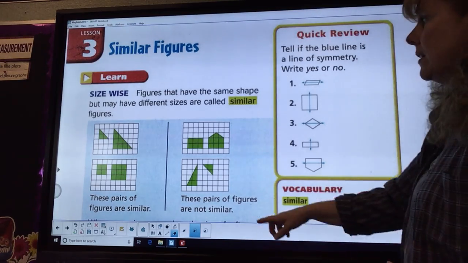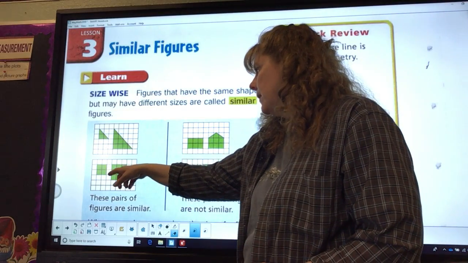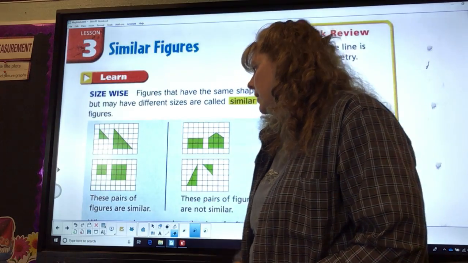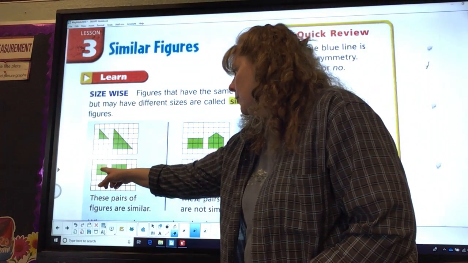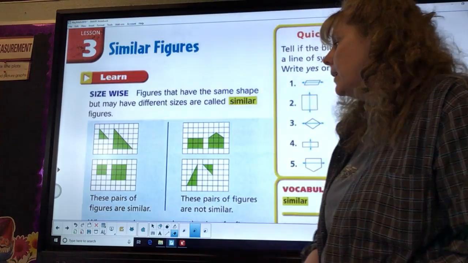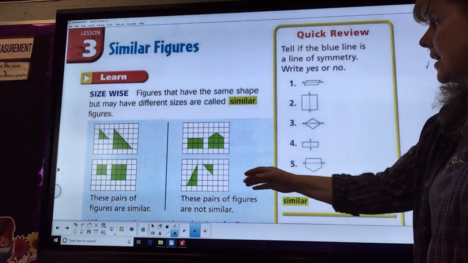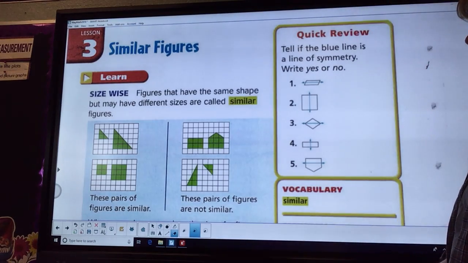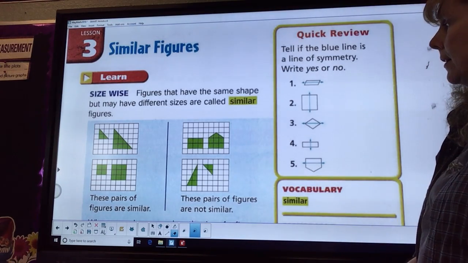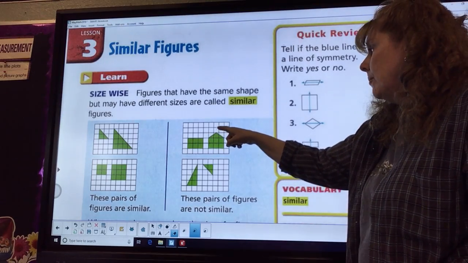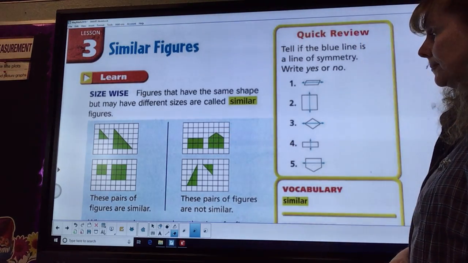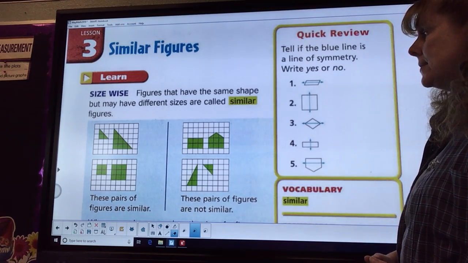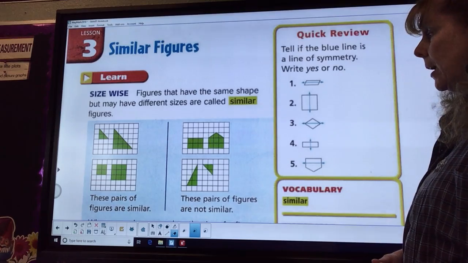Now in this section right here, they show you some examples of what similar figures are. We've got two triangles. One's just a little smaller than the other one. And the same with right here, we have a square that's smaller than this square. On this side of the line, however, these are pairs of figures that are not similar. They're not the same shape. This one, it's easy to tell because it has something on it that looks like a peak, kind of like a house. So we know that it can't be a similar figure because it's not even the same shape.